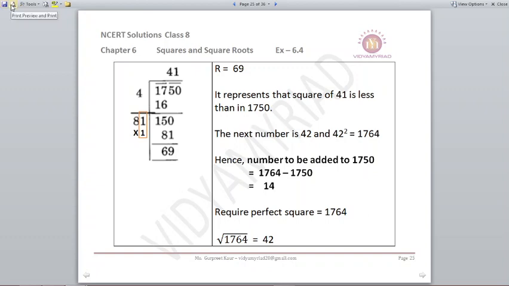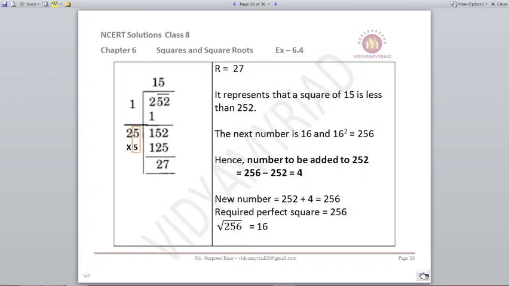That means I will try a number which is more than 41. So I will do 41 square, 42 square, more than 41, that is 42, plus 1 I will do. So 42 square is 1764. So what is the difference between 1764 and 1750? It is 14. So I will add 14 in 1750. I will get 1764. So the square root of 1764 is 42.